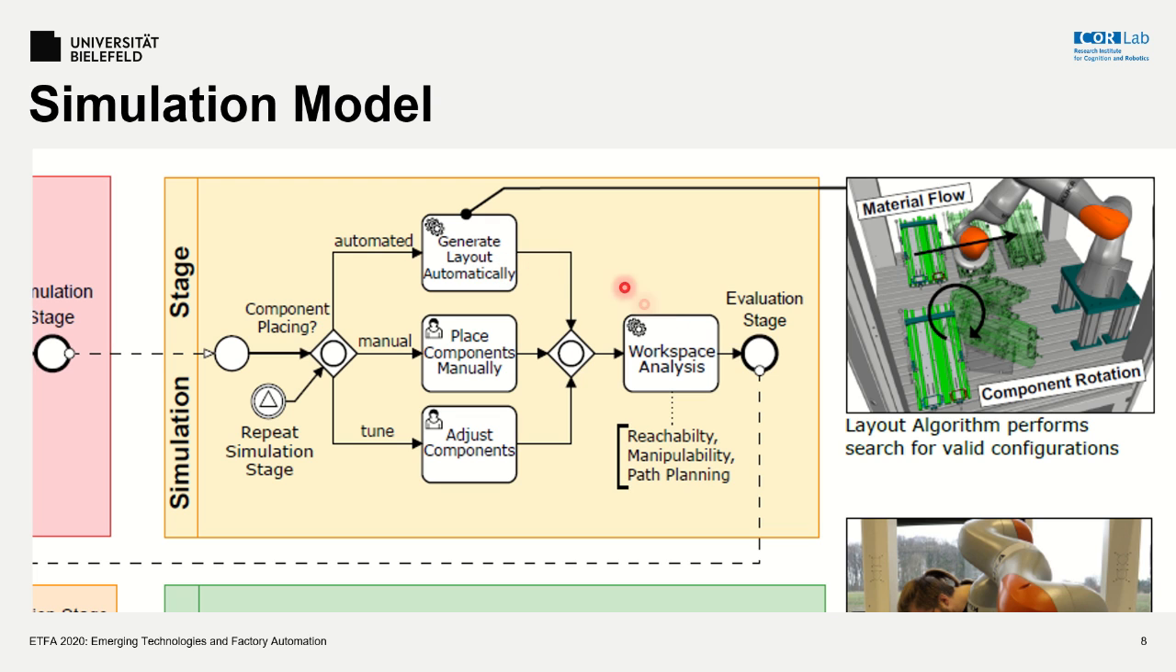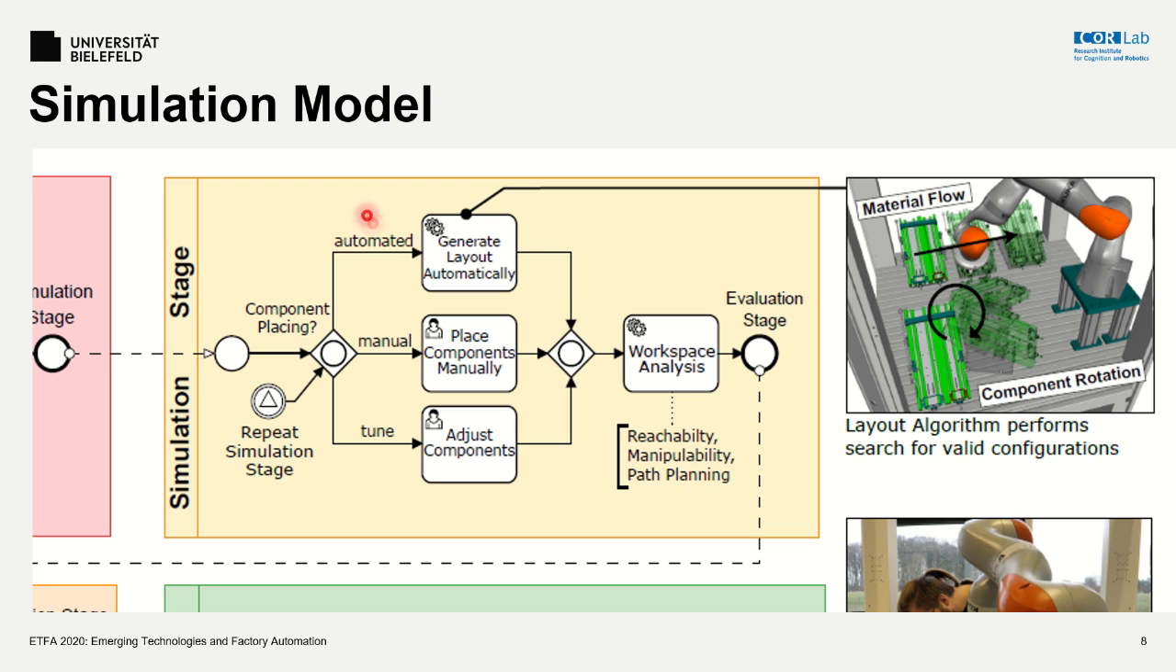Once the decision is taken, a workspace analysis is performed in the simulation stage by the system, testing the reachability of each working point at each component, and of course the manipulability in these points. Of course, it is very important to do path planning. The workspace is very limited, so the robot has to consider the CAD models or the collision models of all components, and is performing a path planning. Once a successful path planning is there, the path is also stored.